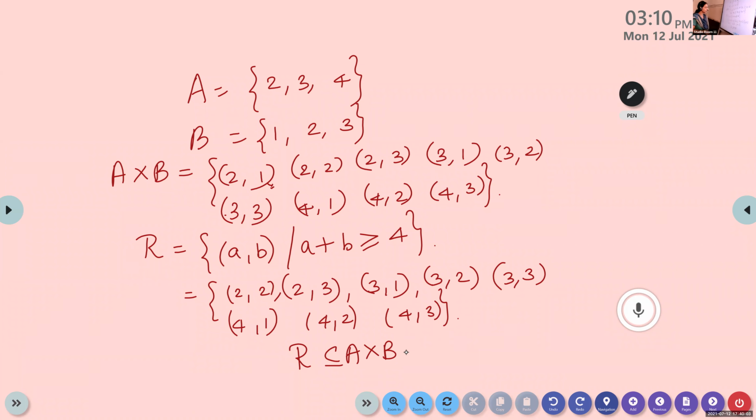So write the example. And should we copy this now? Yes, copy this example.